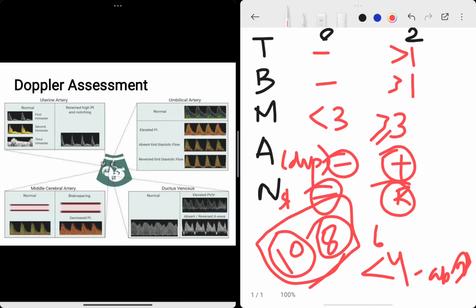Now we can also do the Doppler assessment. So we have 4 vessels that we have to check in the fetus, and we will discuss it later.